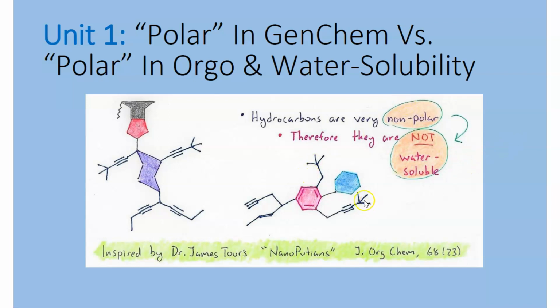Now, take a look at these anthropomorphic molecules, molecules that have the shape of humans. They're all made of carbons and hydrogens, and those carbon-hydrogen bonds are not polar. We can consider them nonpolar, and hence the molecule itself, regardless of the shape, is nonpolar. Now, that suffices for general chemistry, but in organic chemistry, we take that one step further and conclude or propose that these molecules are not water soluble.